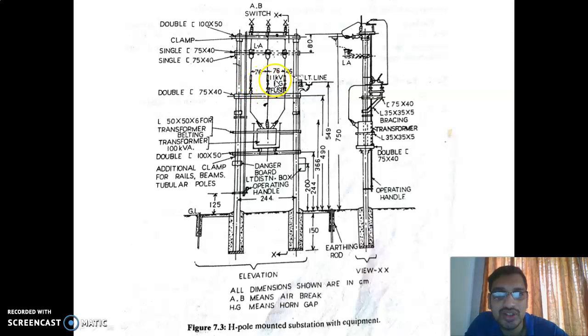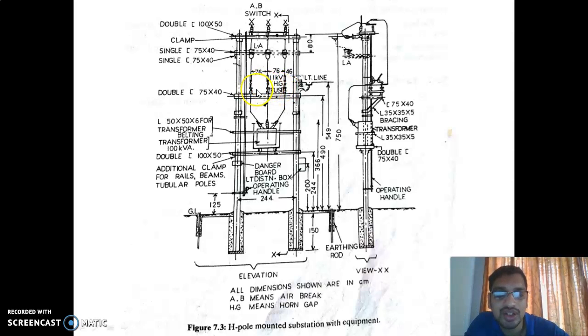So this is the HG fuse or dropout fuse. The main function is to protect the transformer, because when a short circuit occurs, a large amount of current flows through the HG fuse. It detects the large current and isolates the circuit. It melts down the fusing element, so that we can disconnect the transformer from the faulty system. So that is the function of the HG fuse.